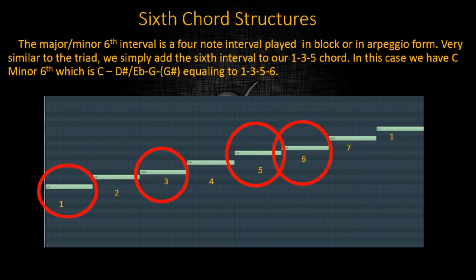The major minor sixth is an interval that's 4 notes. It's played in a block or an arpeggio form, very similar to the 7th interval or 7th degree interval. Very similar to the triad, we're going to simply add our interval to the 1-3-5 chord. And in this case, we're going to a minor sixth, which is C, D sharp, E flat, G, G sharp, which is 1, 3, 5, 6 in our diagram. It's a step below the 7th degree. That's all we're doing here.